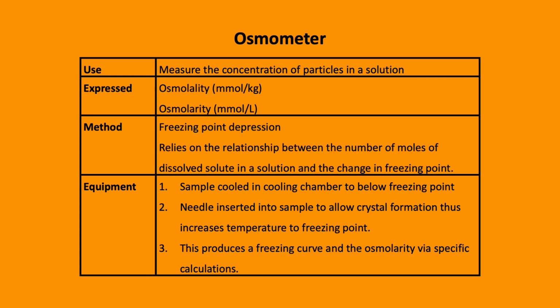The sample is cooled in the cooling chamber to below freezing point. This is achieved by the Peltier effect, which is the reverse of the Seebeck effect. A needle is then inserted into the sample to allow crystallization to form, thus increasing the temperature to freezing point. This produces the freezing curve, and the osmolarity can be calculated via specific calculations.